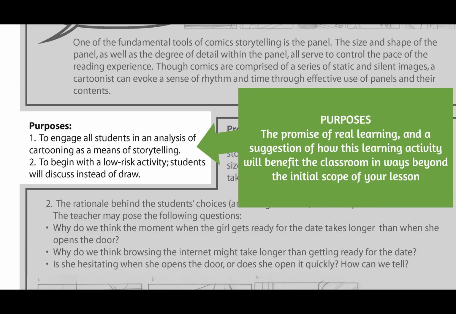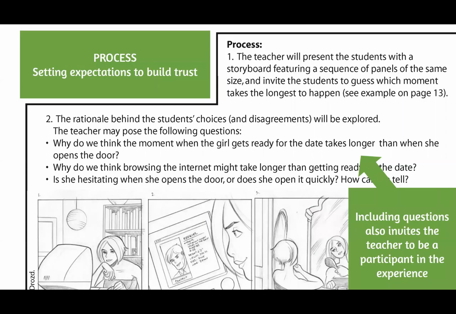And at this point, you're going to suggest how this learning activity will benefit the classroom in ways beyond the initial scope of your lesson. So you're teaching skills to improve classroom management, you're bolstering curriculum-based materials. Remember when we were thinking about all that incidental learning that we were unpacking from our own teaching experiences. Then the process. The process sets expectations to build trust. A good friend of mine, Rob Stenzinger, once said that nothing gets built without trust. You have to build trust.